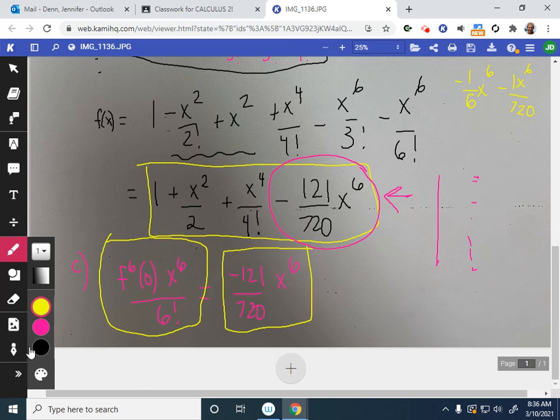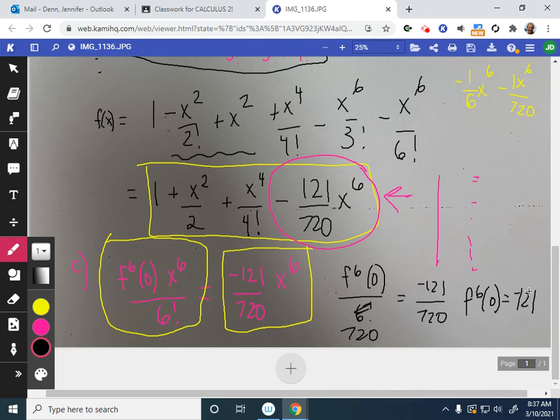So therefore, 6th derivative of f over 6 factorial is the same as negative 121 over 720. Well, 6 factorial is 720. So that's nice. So therefore, the 6th derivative of f at 0 must be negative 121, which is what they're asking me for.